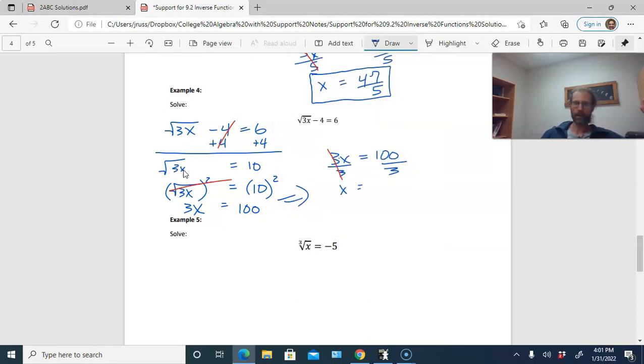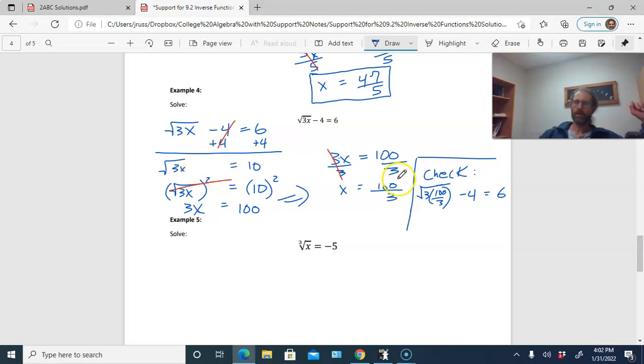So this is going to give us 100 thirds. This is another irreducible fraction. Okay, but again, I need to check this. So I'm going to go back to my original equation. I'll plug in there 100 thirds for x, and then minus the 4 is equal to 6.